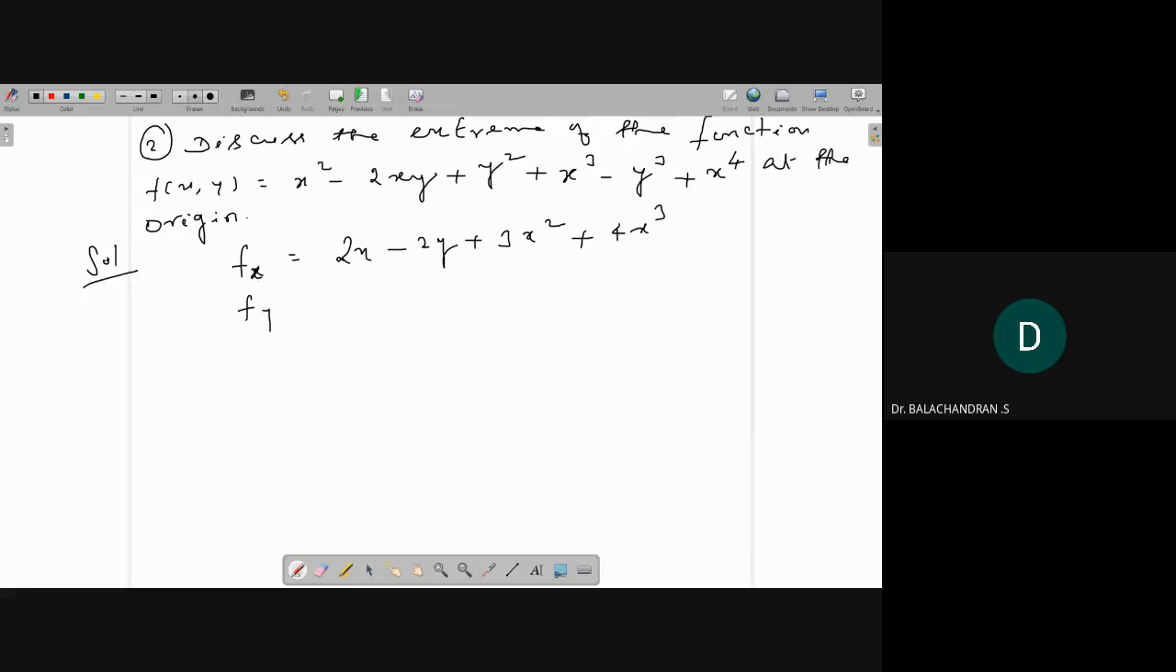And then fy. To differentiate with respect to y, you get −2x + 2y − 3y². Next, fxx is 2 + 6x + 12x². Fxy, with respect to y, is −2. Fyy is 2 − 6y.